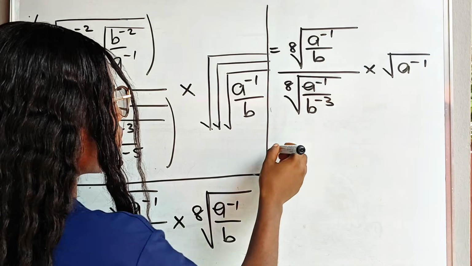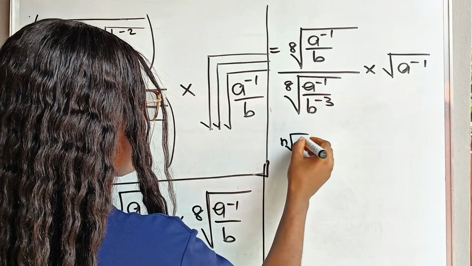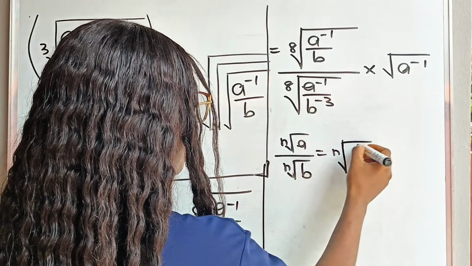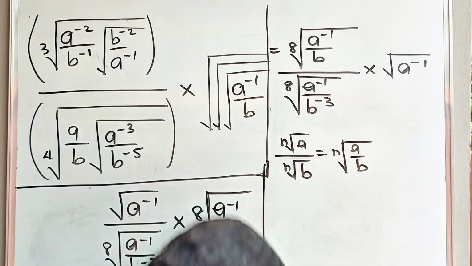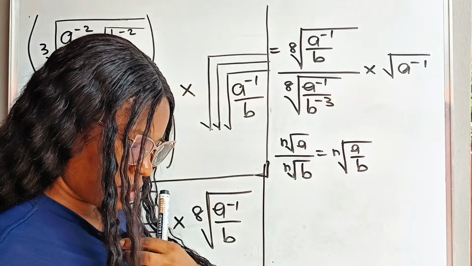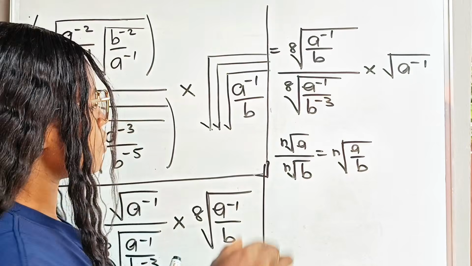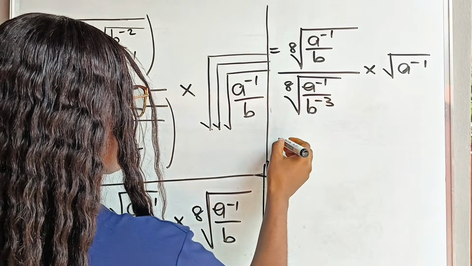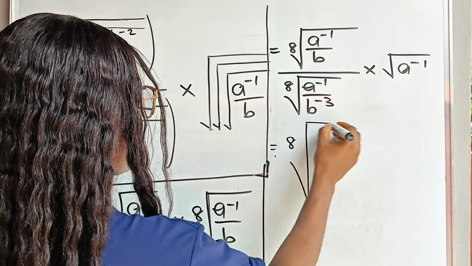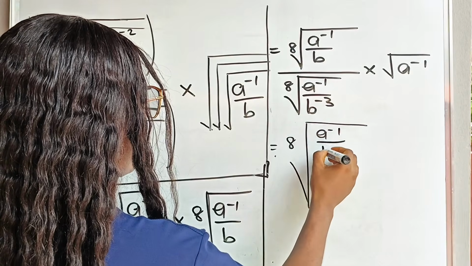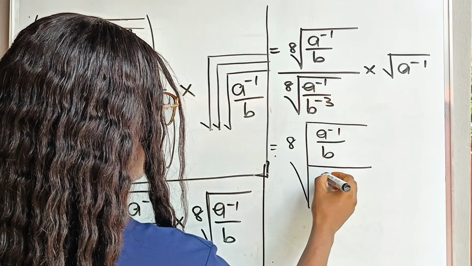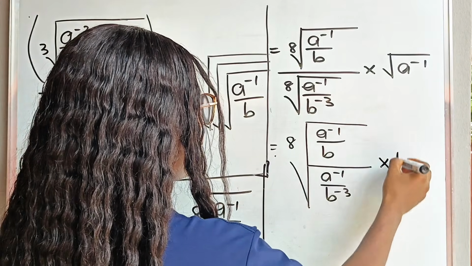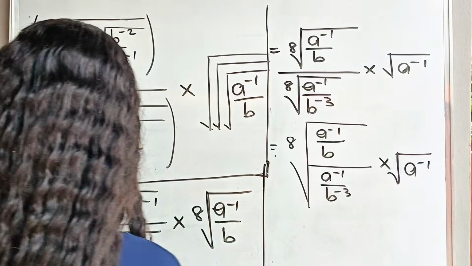Okay, now recall that the nth root of a over the nth root of b is equal to the nth root of a over b. I want to be sure my mic is still on. Okay, still on. So that means this can be written as the 8th root of a to the power of negative 1 over b, divided by a to the power of negative 1 over b to the power of negative 3, everything multiplied by the square root of a to the power of negative 1.